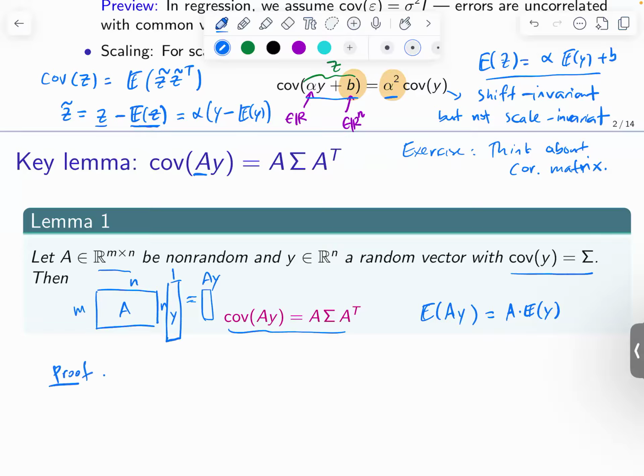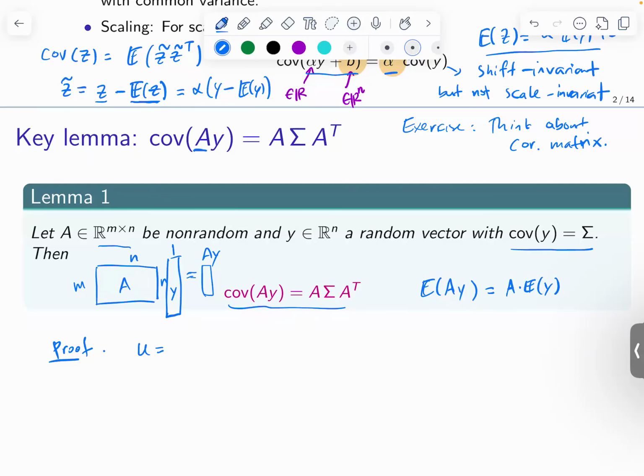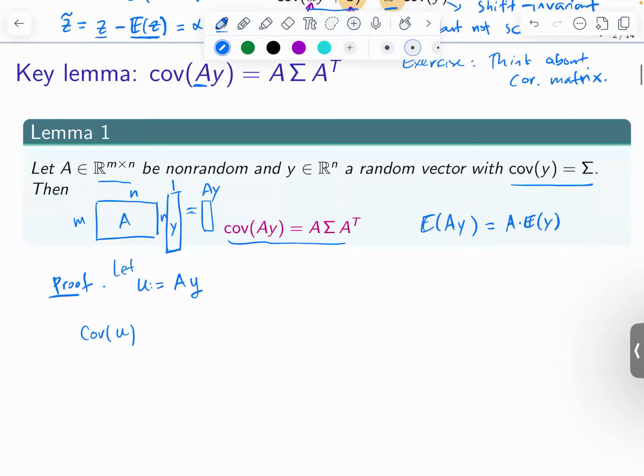So how do we prove this? We define u to be Ay. Then I can write the covariance of u, that's what I want to look at, using the notation that I had: the expectation of u tilde times u tilde transpose, where u tilde is just u minus the expectation of u. First step is to simplify this u minus the expectation of u, for which we already have all the ingredients.